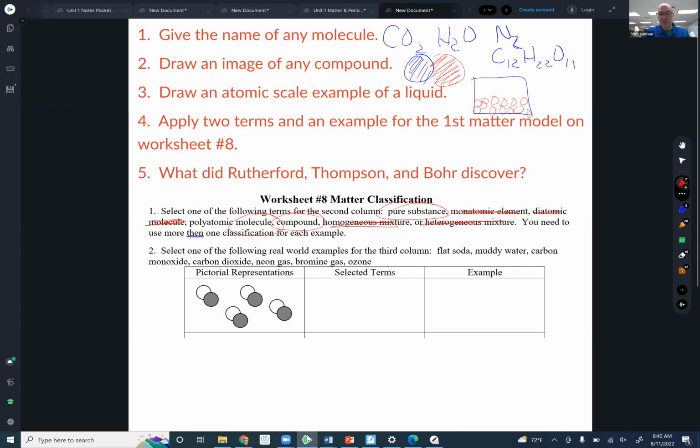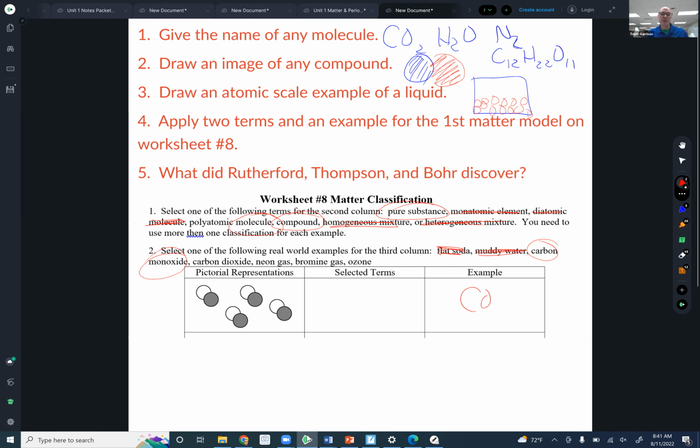So there's 3 options for you. An example of this one, flat soda? Well, soda is a mixture. That's out. Muddy water is a mixture. Carbon monoxide, that is 2 elements. So my example best suited would be carbon monoxide.